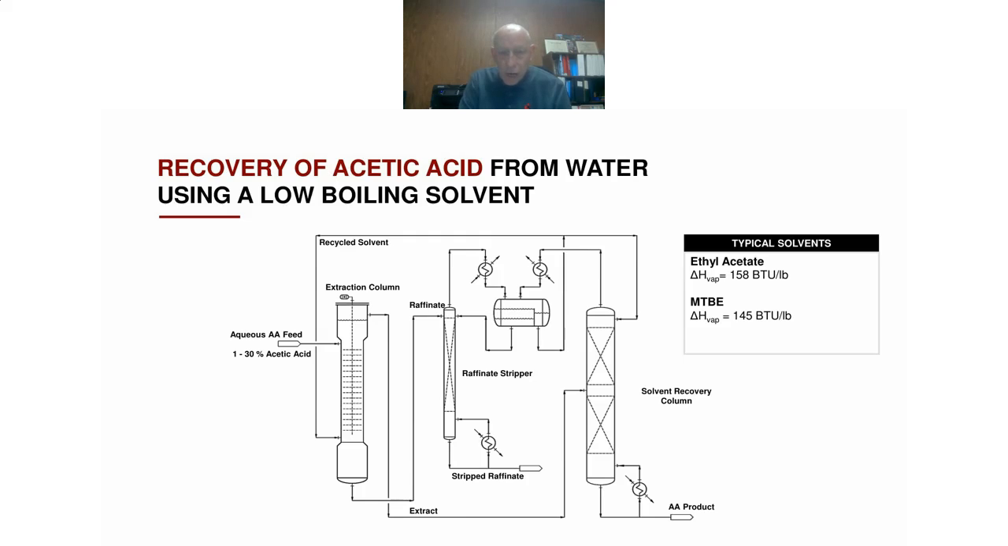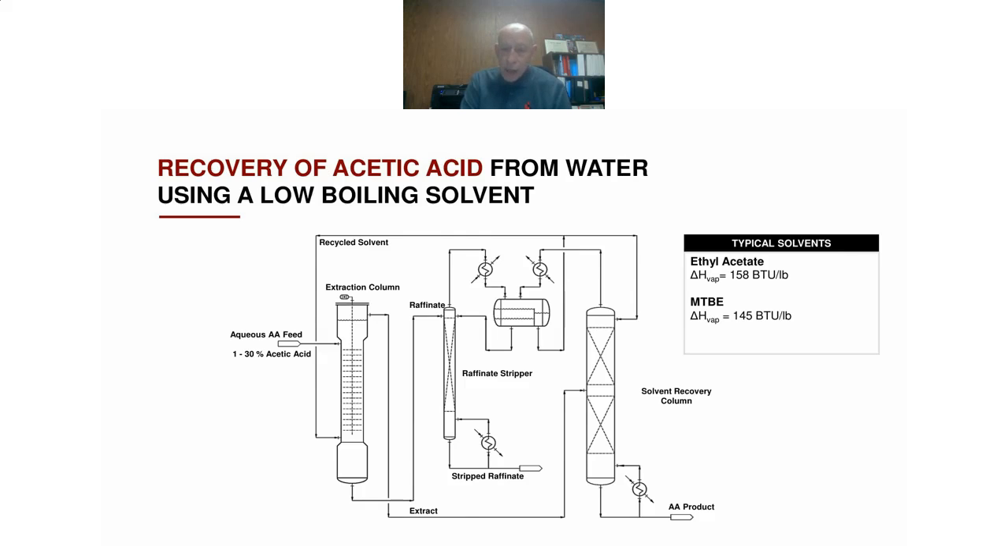So you would bring the aqueous feed in the top, the solvent in the bottom, it would flow up, it would extract the acetic acid, and then that extract would go over to the distillation column where you would distill the solvent overhead, and you would recover the acetic acid as a bottoms product in this particular case. If there's other, say, heavy components in there, you might need another column to further purify that.